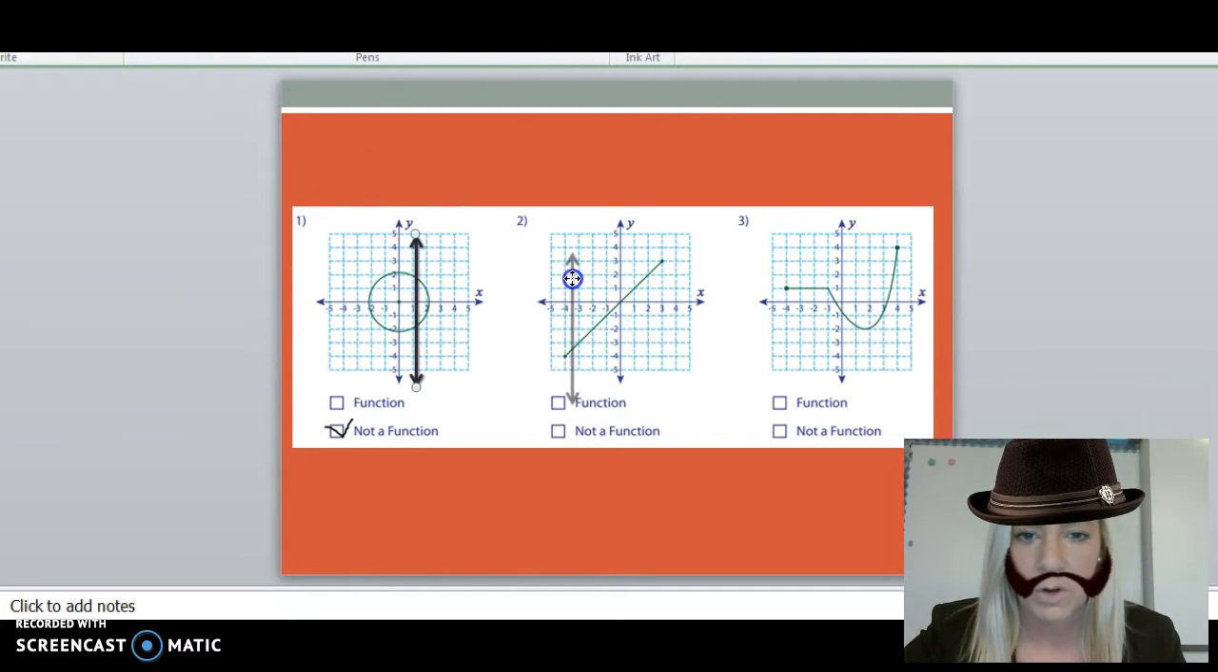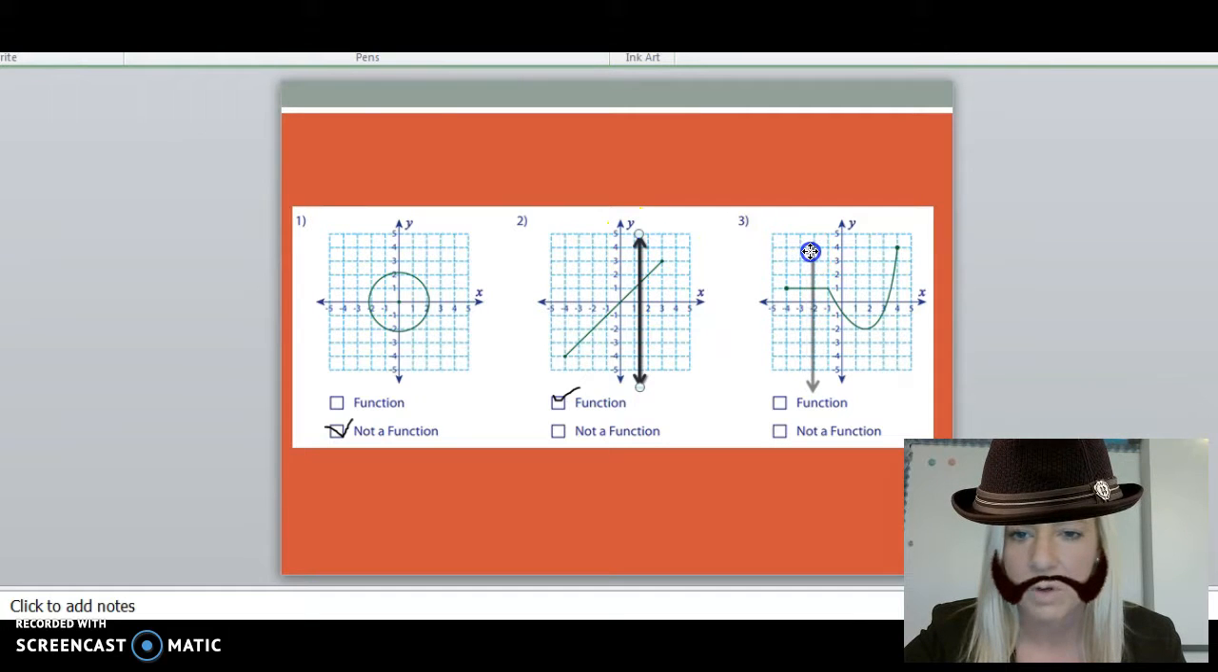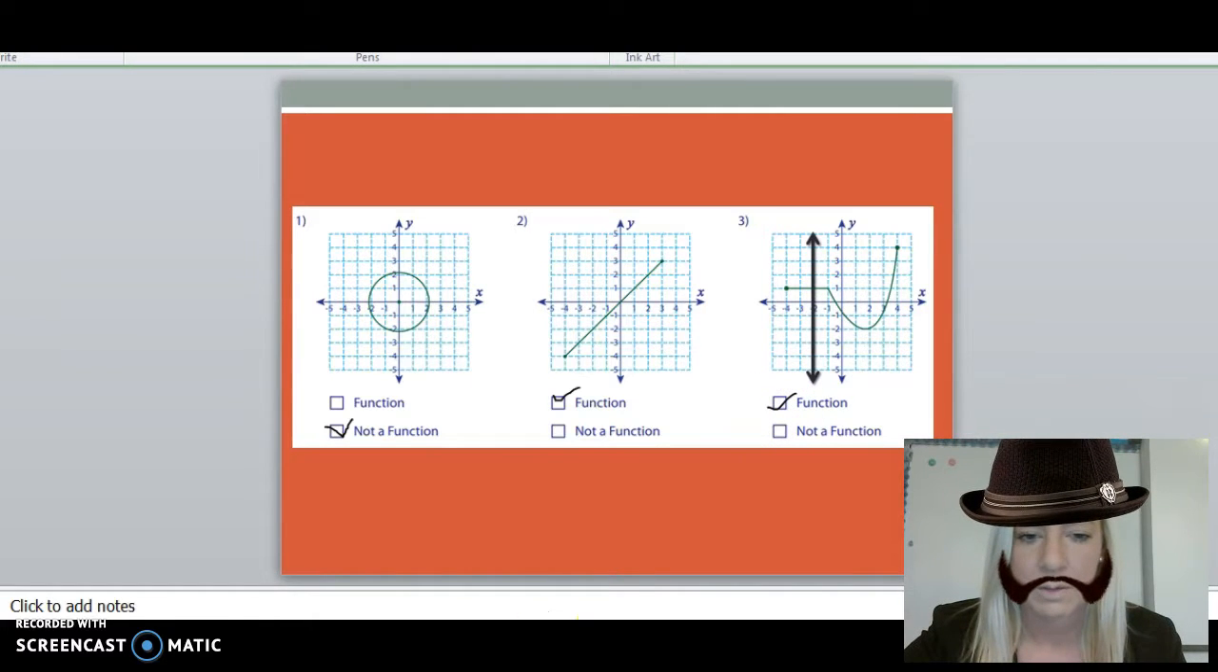As I move my vertical line over this function, it only hits the line once. So this is considered to be a function. And then as I move my vertical line over this function here, it still only hits my function at 1 point. There's no spot on the function where I can draw a vertical line where it hits it twice. So this is also considered to be a function.